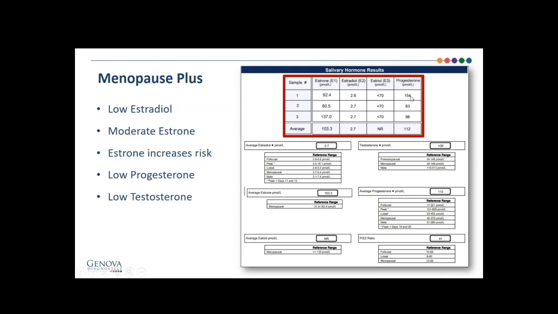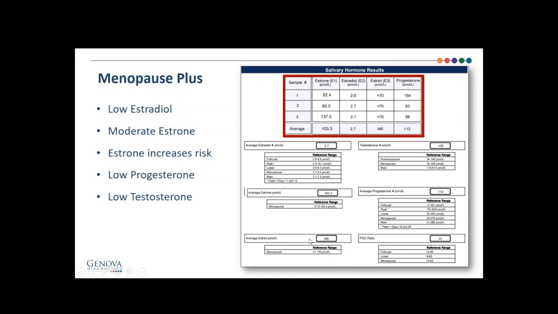We can see also the progesterone averages out to 112, which is a little bit on the low side. So kind of a moderate estrone presence, but a little bit of a lower progesterone. Again, you like to see the progesterone outweigh estrone in terms of risk. And then the testosterone was rather low as well. And you see that here at less than 30.